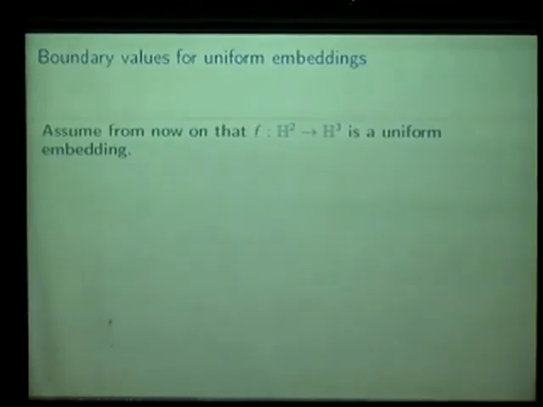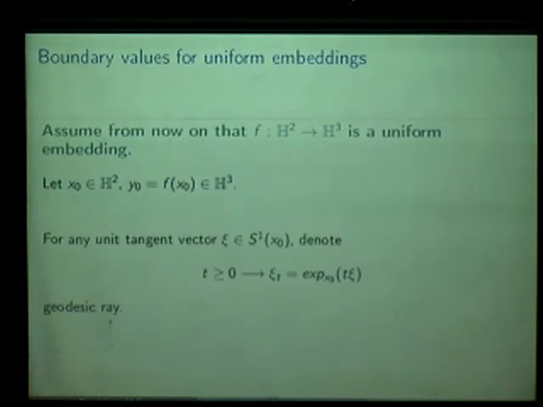I will give you a hint of how to prove this previous result, but just to feel more secure, we will assume from now on that we work from H2 to H3, so constant curvature, low dimension. Just a notation: I will fix the point x naught in H2, its image is y naught, and when psi is a unit tangent vector at the point x naught, I will denote by psi t, t larger than 0, the corresponding geodesic ray. Shorthand notation for the geodesic ray.